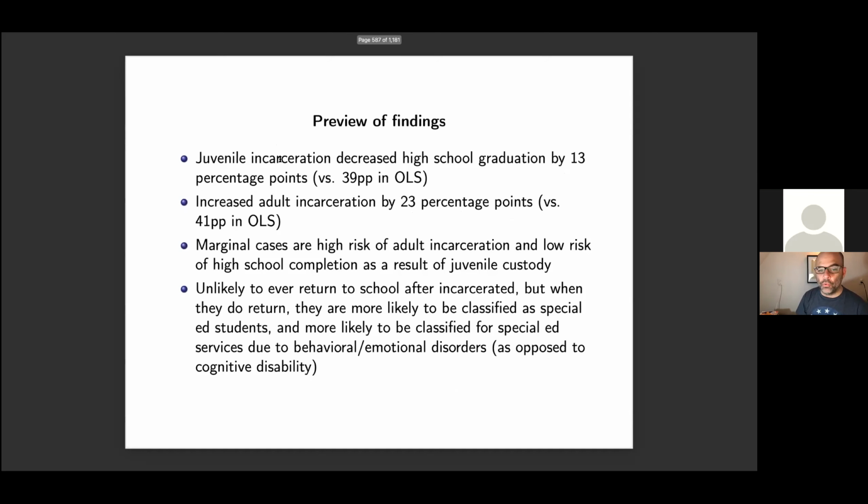Okay. So what do they find? Let me just give you, this is a sad paper. They found that if you incarcerate a child, they are 13 percentage points less likely to graduate from high school. Causal. Juvenile incarceration causes high school graduation to fall 13 percentage points. OLS, it's much larger, but that was just correlation. This is causal. It also increased adult incarceration by 23 percentage points versus 41.